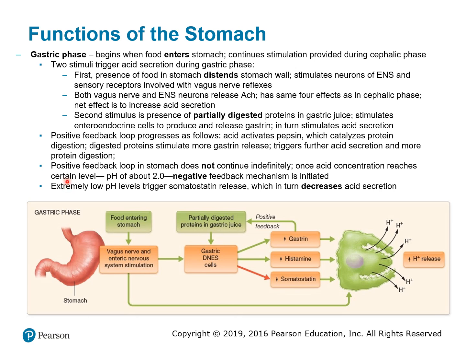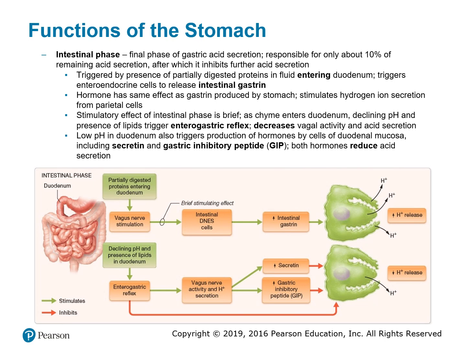Now, when the pH level reaches 2.0, this is considered negative feedback. Everything is inhibited because now it is very acidic in there, so it's going to decrease the acid secretion. Next, we get to the intestinal phase. The food now is going from the stomach to the duodenum, now to the small intestine. Partially digested proteins entering the duodenum are going to activate the vagus nerve stimulation, which activates the intestinal diffuse endocrine system cells, which then release the intestinal gastrin to even enhance the parietal cell function.